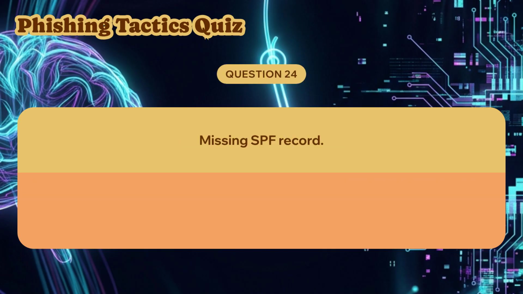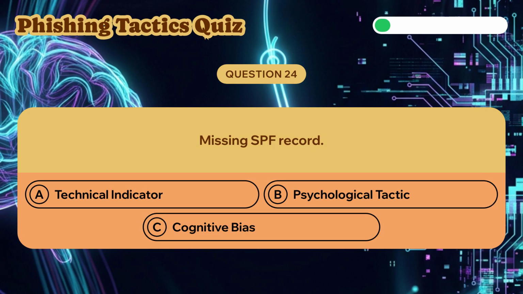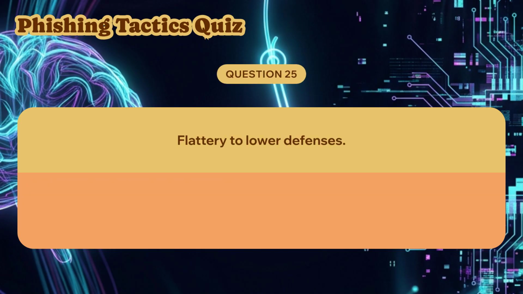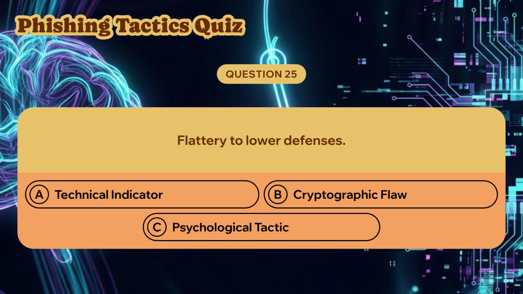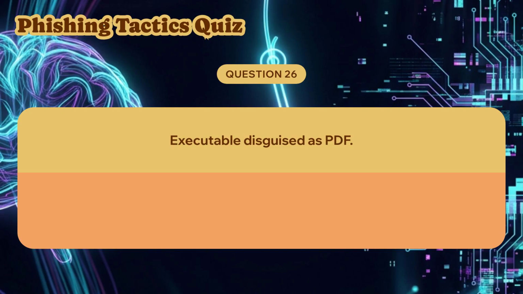Missing SPF record. Flattery to lower defenses. Executable disguised as PDF.